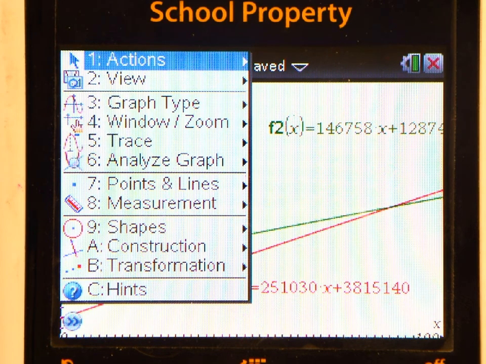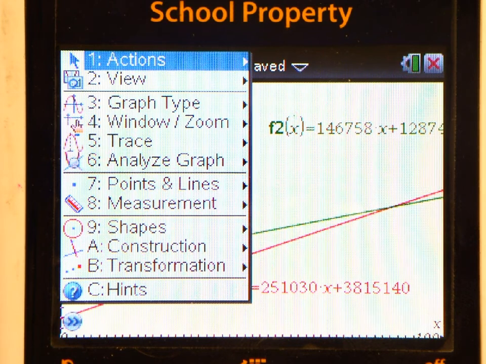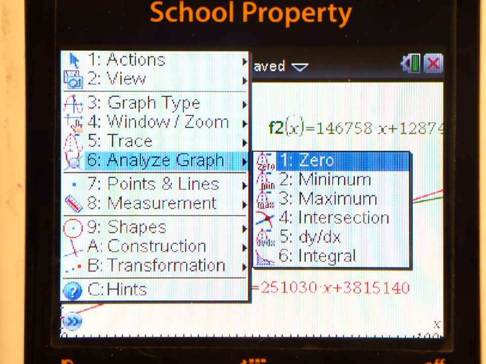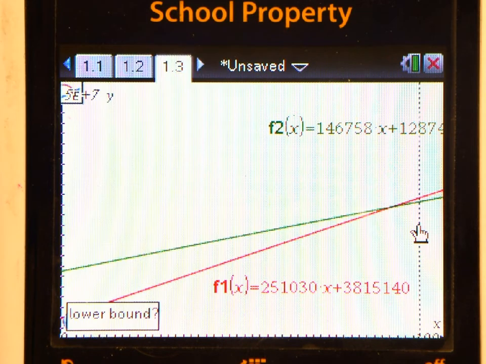Analyze. Like I said, anytime you want something to happen here, you're choosing Analyze. Now, of these options, which one do we probably want? Intersection. So that's number 4. And now it's going to ask me lower bound.